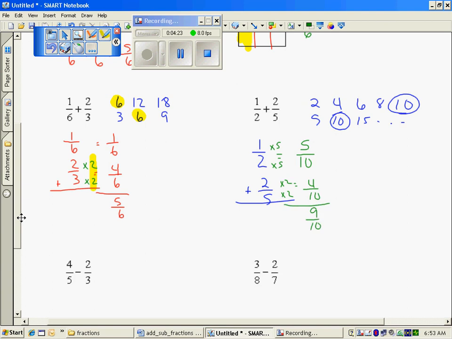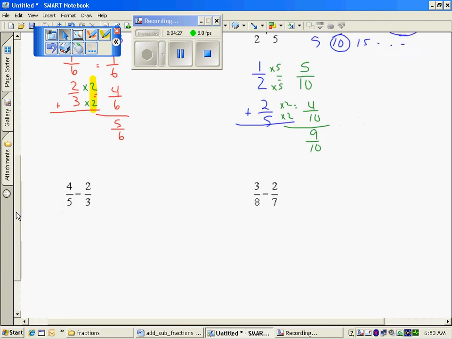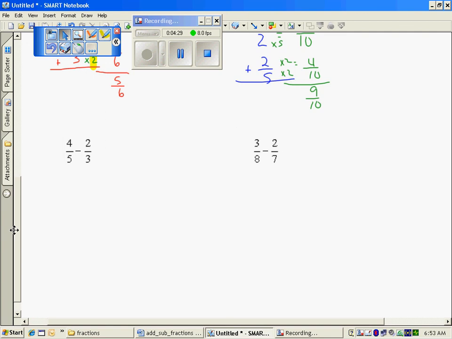Notice again, the size of 10 does not change. It's just how many of those am I going to have. Subtraction is just like addition. We still need to have the pieces in our whole be the same size. Looking at 5 and 3 and finding their least common multiple, that would be 15. So I'm going to multiply 5 by 3, therefore I multiply 4 by 3 because 3 over 3 is 1.